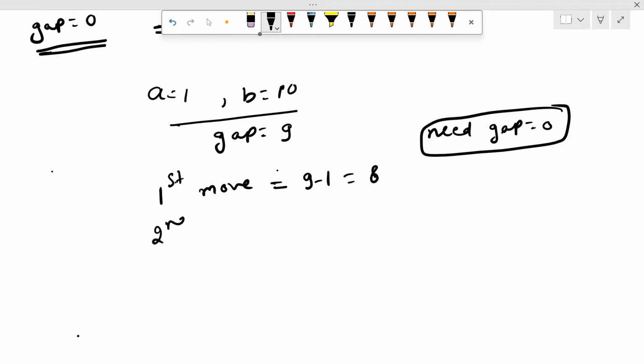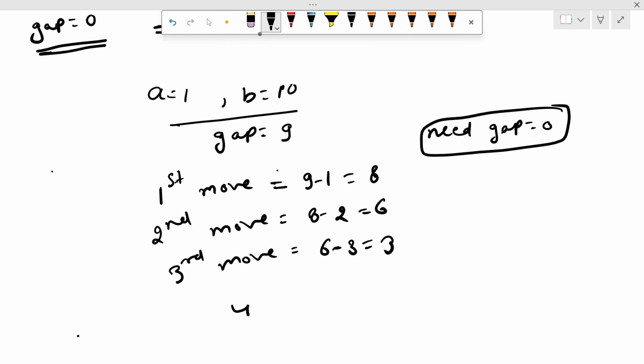Now in the second move we can reduce our gap by 2, so it's 6. In the third move we can reduce our gap by 3, equal to 3. Now in the fourth move, if we reduce our gap by 4, it is equal to minus 1, and we want only gap equal to 0. So we cannot do this.